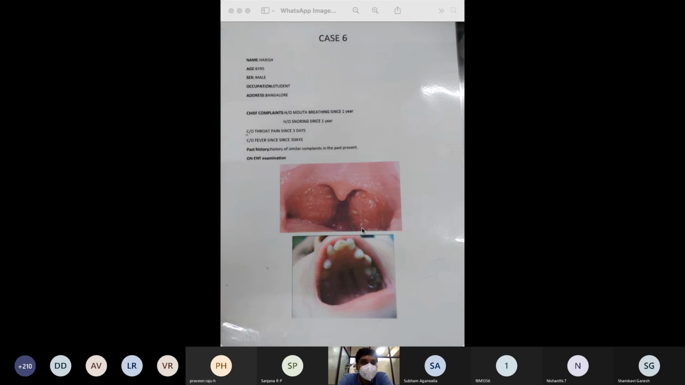For example, in this same child, 6 years old, if the child is constantly losing weight and underweight for age, one of the reasons may be the obstruction sensation which is caused by the enlarged tonsil, and that will be one of the good indications for doing surgery.